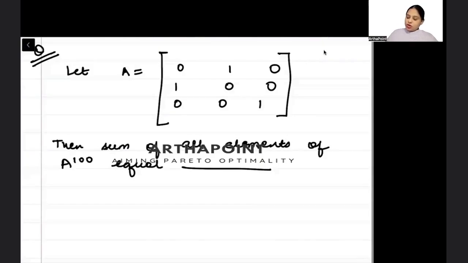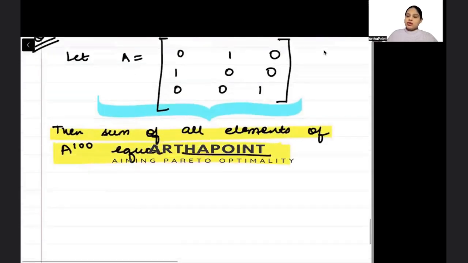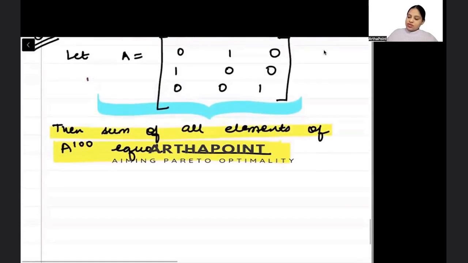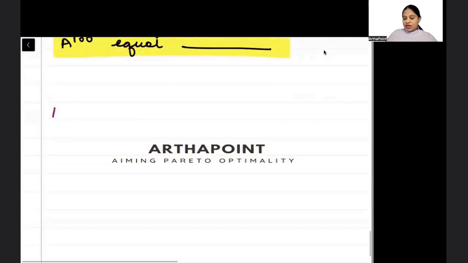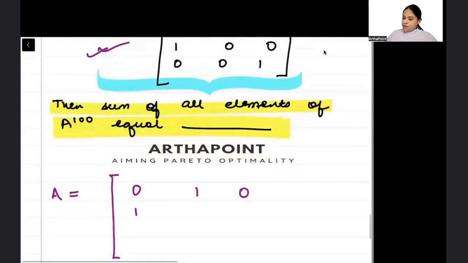Beta, look carefully, you're given a matrix A and it is asking for the sum of all elements of A to the power 100. ठीक है, देखो आपको matrix A दिया हुआ है. So let's find A. The matrix is given to you as 0 1 0, 1 0 0, 0 0 1.